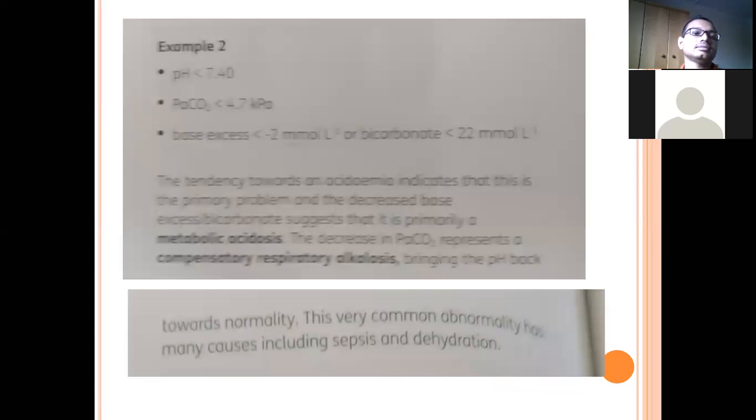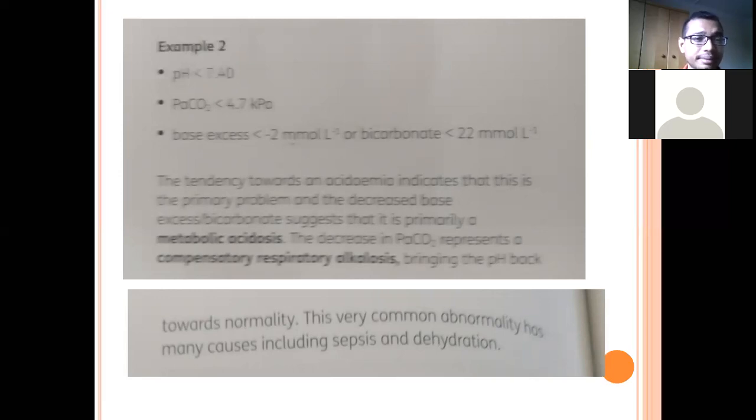Next comes the pH is less than 7.4. This is acidosis, but carbon dioxide is less than 4.7. So carbon dioxide is below that, and if it is below that, it doesn't support the acidosis, right? So we cannot say it is respiratory, because if you want to make something acidosis, the carbon dioxide level needs to go up, but here it's going down. So this is not a respiratory thing.